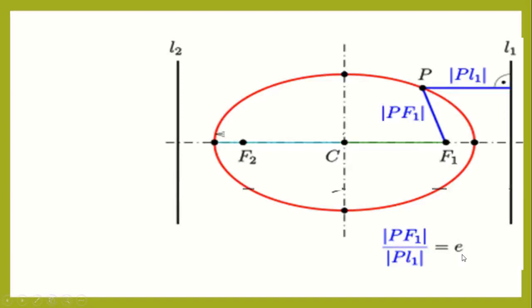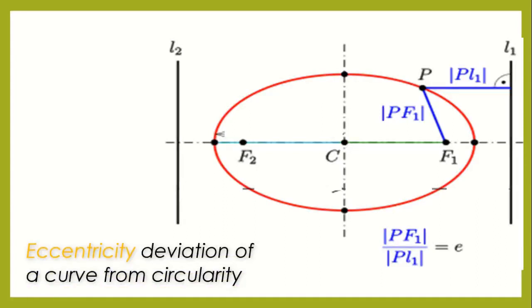Ano yung e na yun? Yun yung eccentricity. And when we say eccentricity, that is deviation of a curve from circularity. Ibig sabihin, mame-measure natin yung eccentricity niya based from its deviation from being a circle. Sa makatwid, ang circle, ang deviation niya is 0. Kasi, circle do not deviate from being a circle.